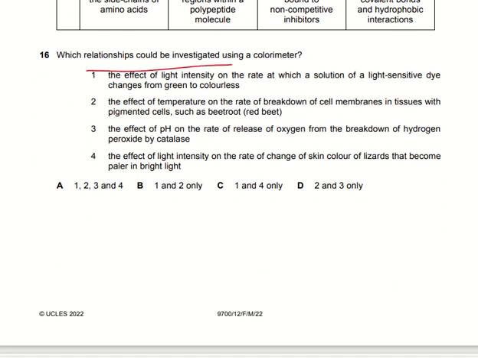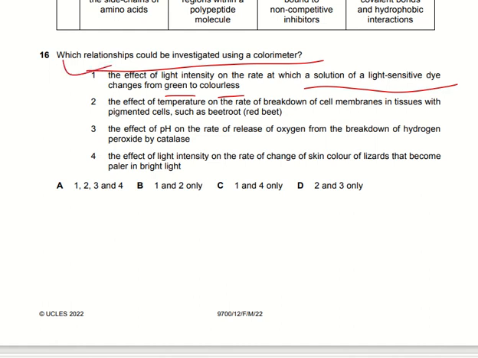What relationship could be investigated using a calorimeter? The calorimeter uses light intensity and temperature, so they will be the ones mostly discussed here. The effect of light intensity on the rate at which a solution of light-sensitive dye changes from green to colorless. The dye used in this is green in color, and the intensity of the light will have a significant effect on the color change. So it can be investigated using a calorimeter, and yes, it can be.